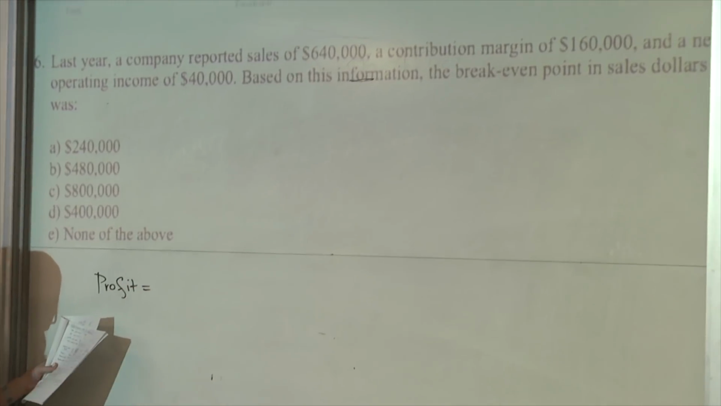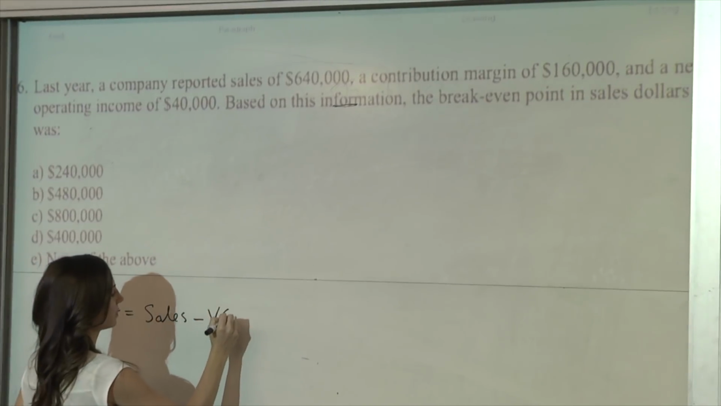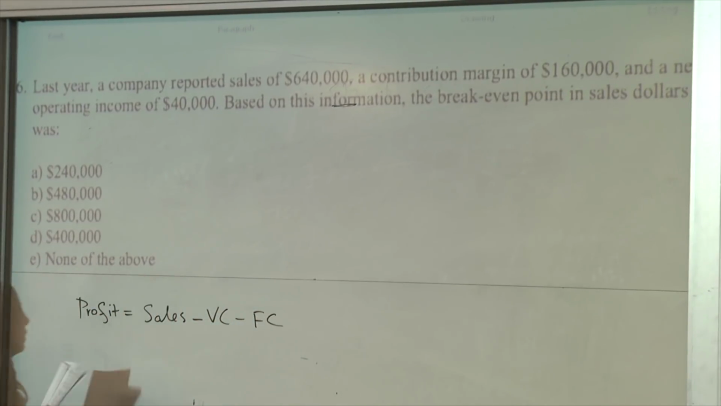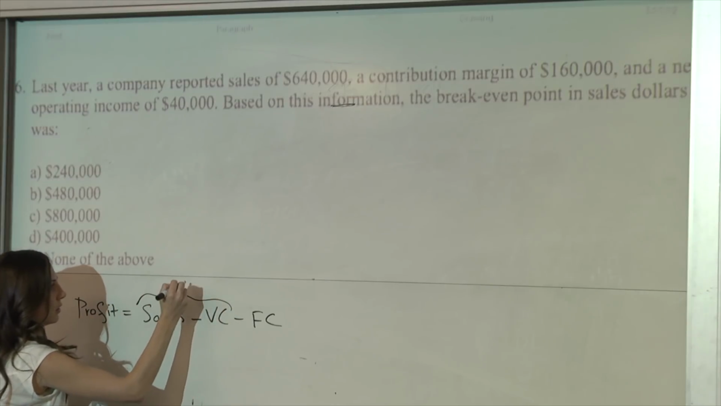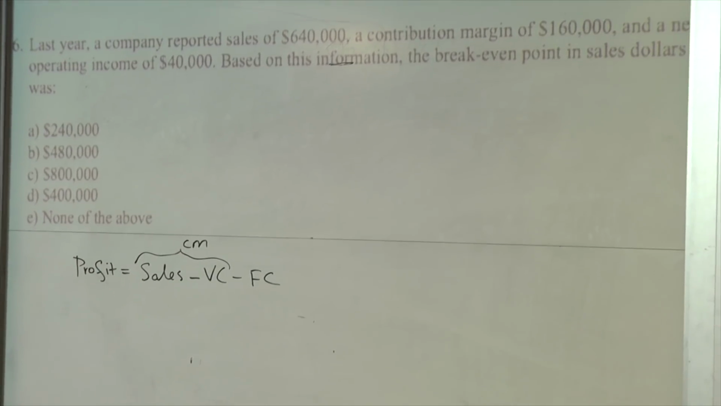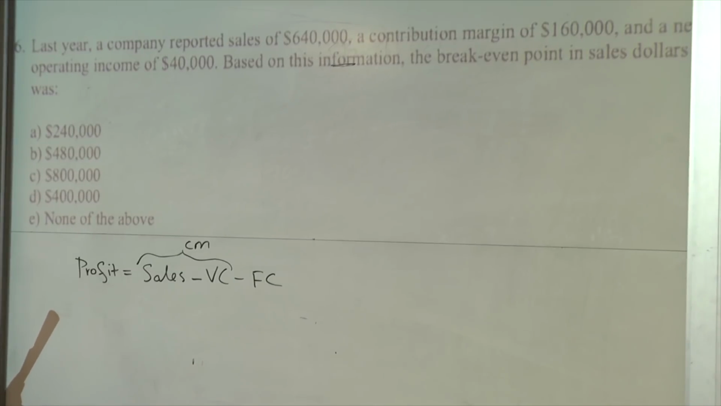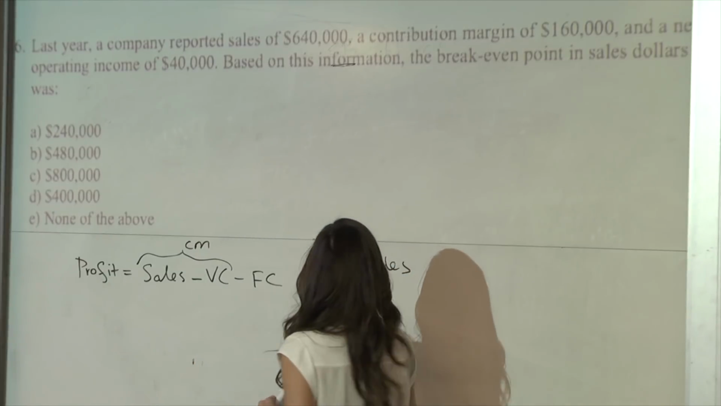So we know that our profit equals sales minus variable costs minus fixed costs. This just goes without saying, that's always what profit is. It's sales minus the cost that you spend to produce those sales. Further, we can notice that this first portion of the equation is the contribution margin. So let's see what we were actually given and see what we can figure out.